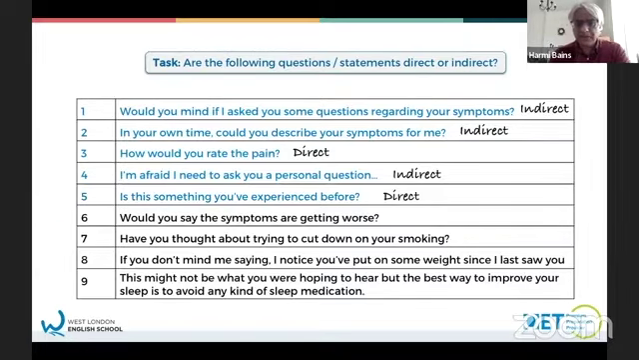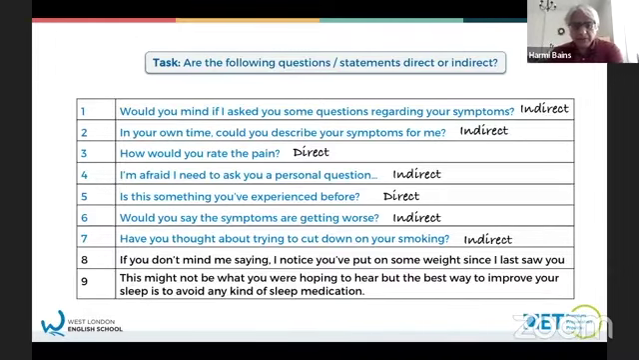Yeah, this is a direct question. Would you say the symptoms are getting worse? Indirect. Number 7, have you thought about trying to cut down on your smoking? Again, indirect question. Nice way to make a suggestion, in fact. Have you thought about? And then it's followed by ing. It's quite a nice question, in fact, when you're trying to make a suggestion.